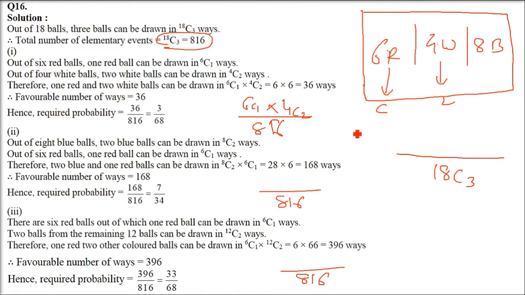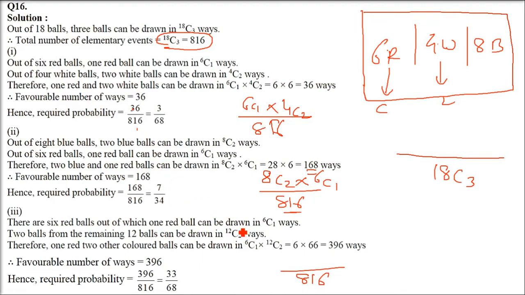Second is 2 are blue and 1 is red. So you are taking 2 from this one, 2 blue, so 8C2 into 1 is red. So how many reds are there? 6. So 6C1. So this is the answer here. Third one is, see, the answer will be 7 by 34. The solution is in front of you. So the calculation is in front of you.